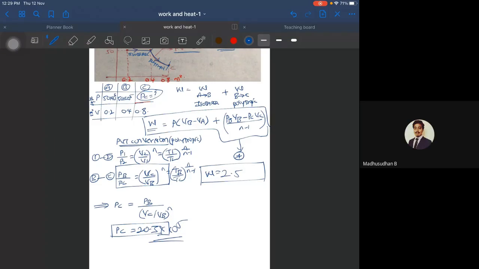So the right answer given in this is 2.25 megajoules. That means 2.25 into 10 to the power of 6 joules. Okay, that is the answer.